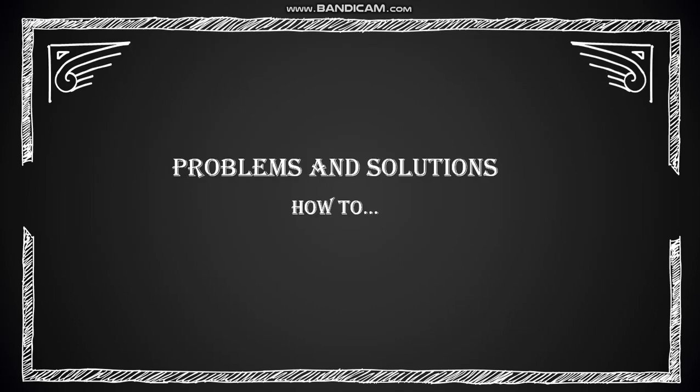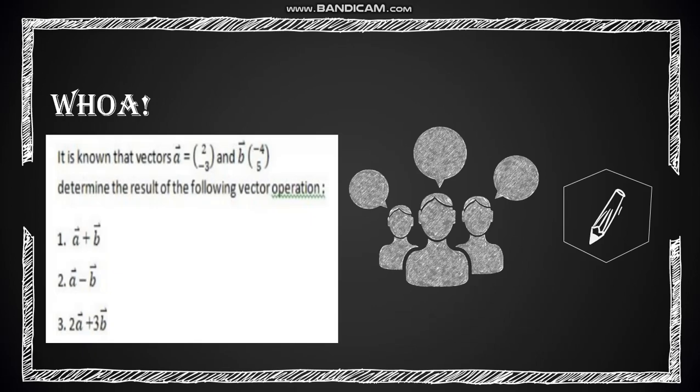And for problem and solution, we have a question. It is known that vector a equals (2, negative 3) and b equals (negative 4, 5). Determine the result of the following vector operations. 1, a plus b. 2, a minus b. 3, 2a plus 3b.